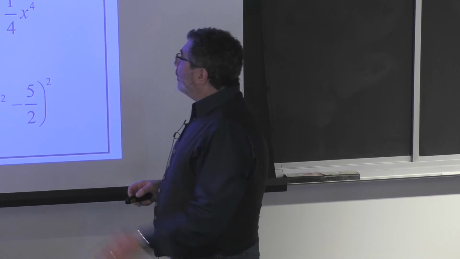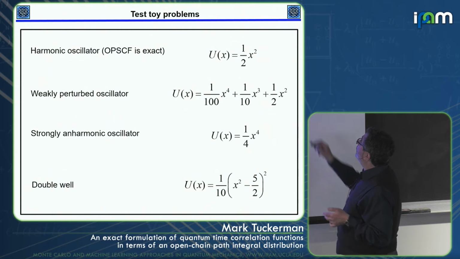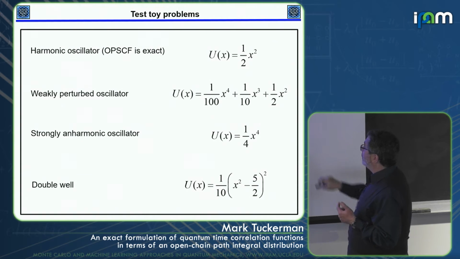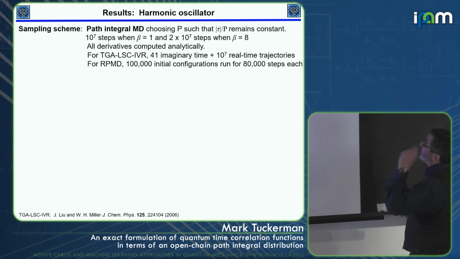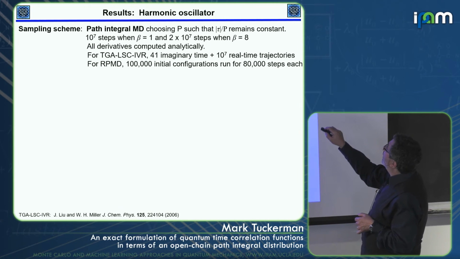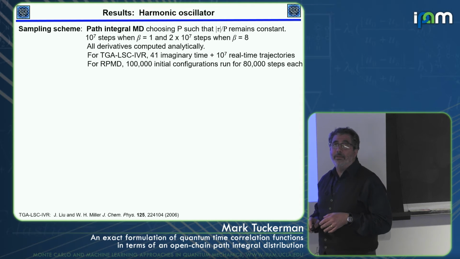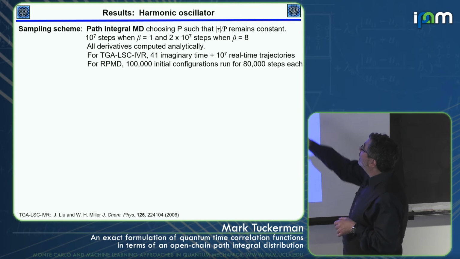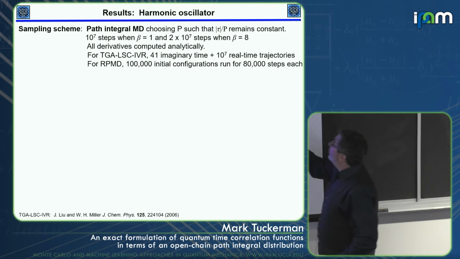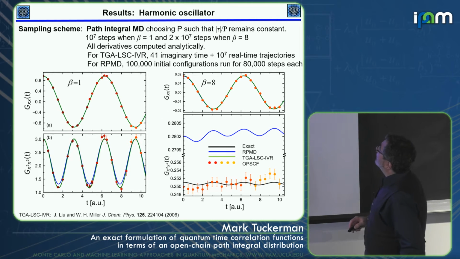Because I expanded to second order, of course, my scheme is only exact for harmonic potentials. So it won't be exact for these, but we can see how we do. We're going to be comparing to RPMD, ring-polymer MD, and also to a semi-classical initial value representation using thermal Gaussians. If you don't know what that is, don't worry about it too much. I think the real comparison here is with RPMD. Okay, so this is the harmonic oscillator.